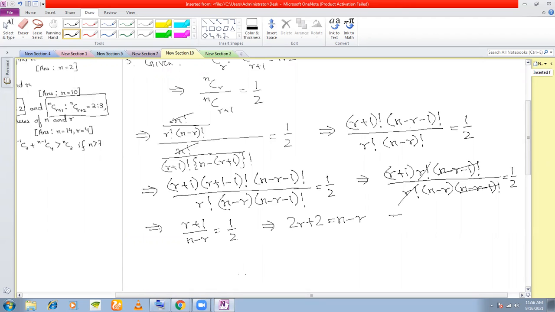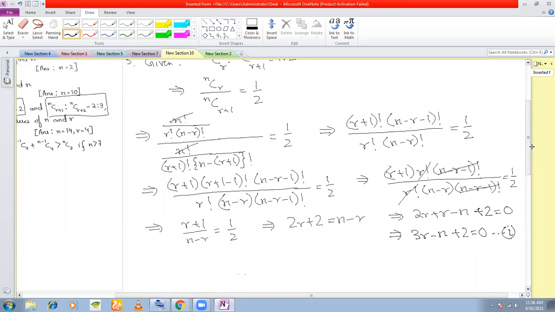Okay, so you get 2r plus r minus n is equal to minus 2. I can write plus 2 is equal to 0 also, no problem. You take everything on one side and therefore you are getting 3r minus n plus 2 is equal to 0. This is your equation number 1.